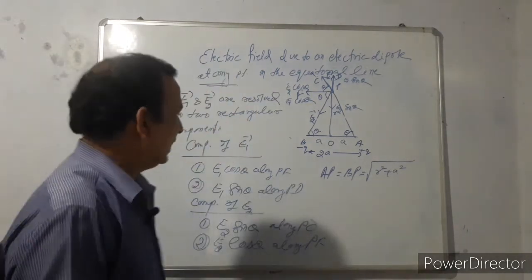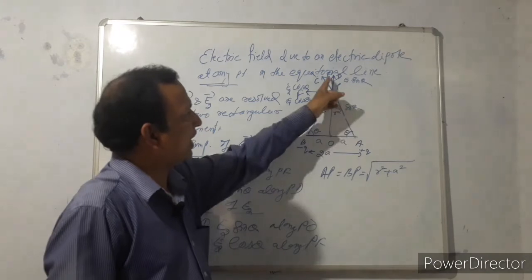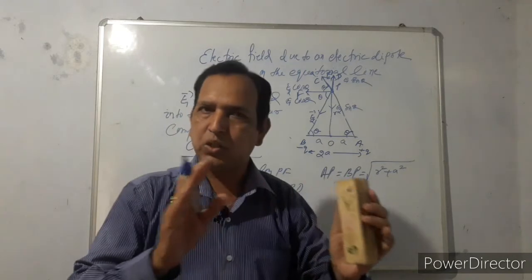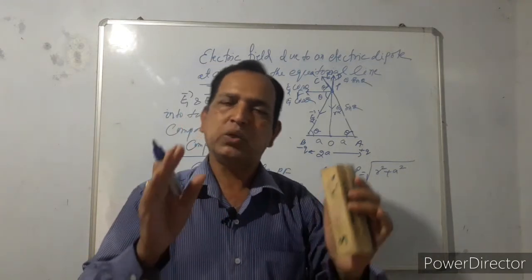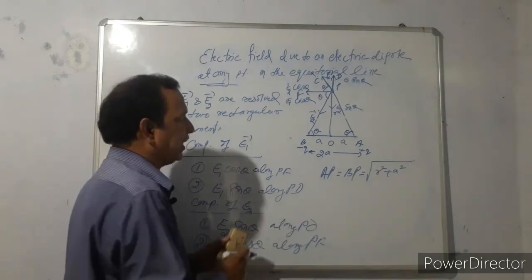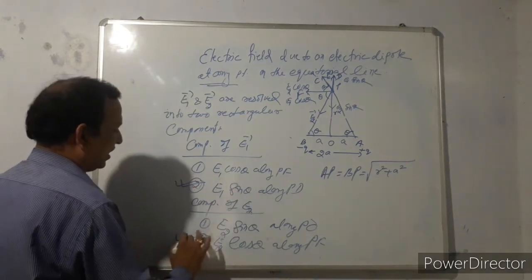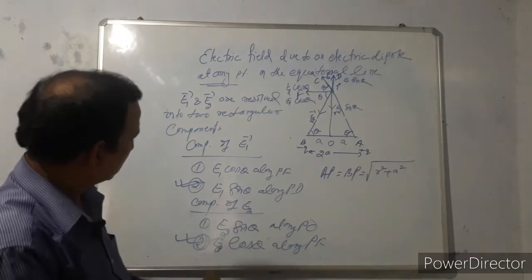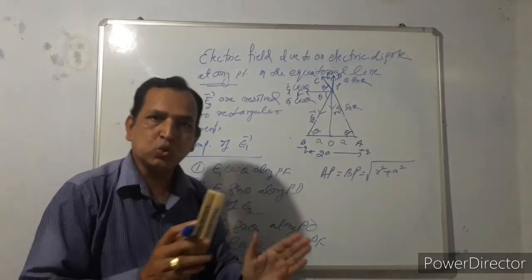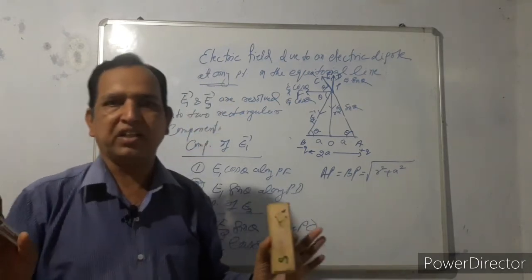Clear? Now, E1 sin theta along PD and E2 sin theta along PO. These two components are equal and opposite to each other. As these two are equal and opposite, they cancel each other.